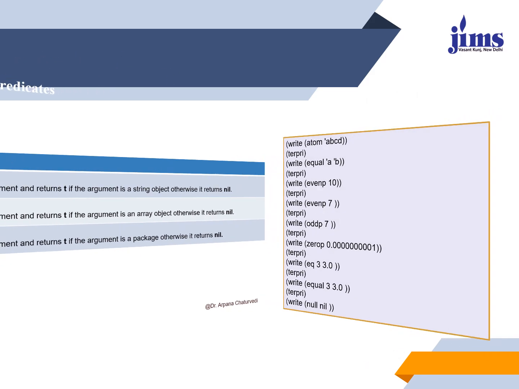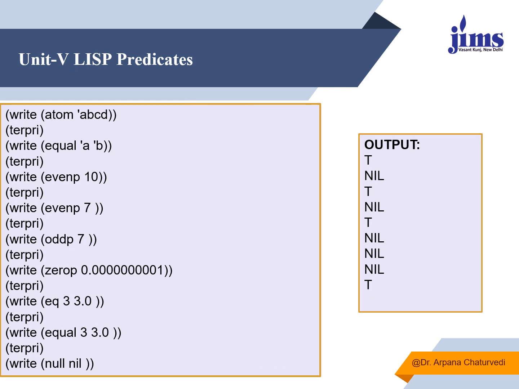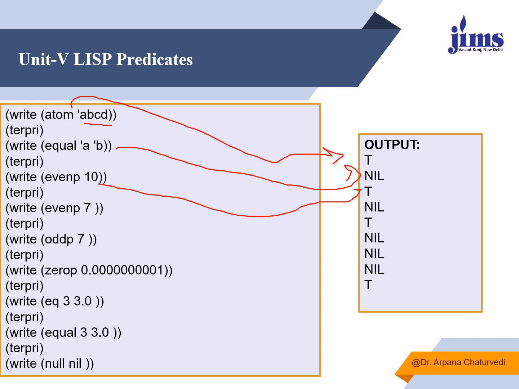Now, this is one of the examples where I am checking whether this ABCD is an atom or not. Yes, it is an atom. That's why it returned true. Now it is checking whether A is equal to B. No, A is not equal to B. Whether 10 is even. Yes, 10 is even. Then it is checking whether 7 is even. No, 7 is not even. That is why nil.